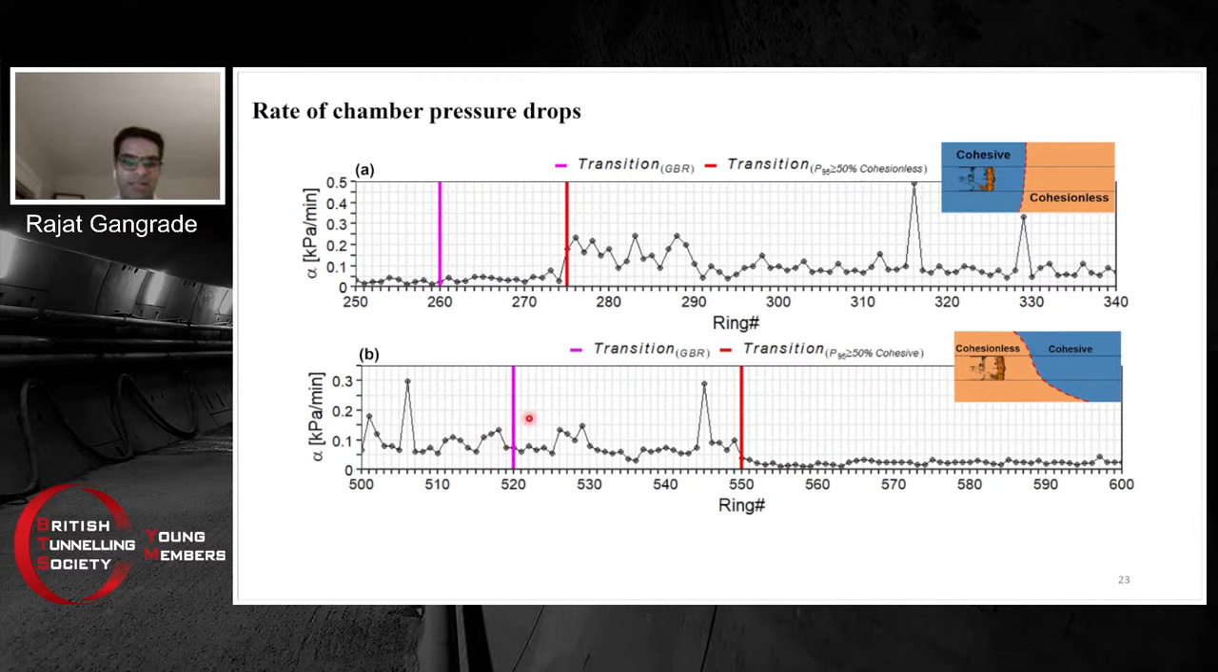The GBR states you will see a transition at ring 520, but that doesn't really happen for the next 30 rings. And then eventually the rate of chamber pressure dissipation is much lower, indicating that we are in cohesive soils, where more than 50% of the face is in cohesive soils. So this is a good validation of where we have used the actual TBM data, because TBM data is the only thing that can help us understand the ground, and that has helped.